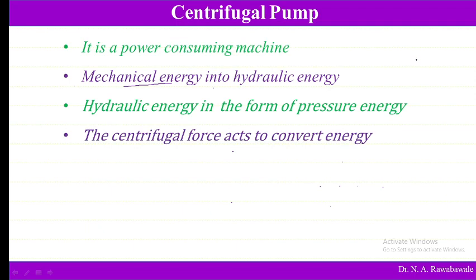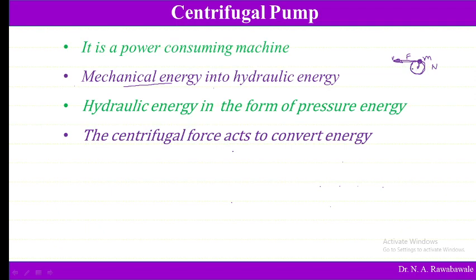So what is this centrifugal force? When some mass m is rotating about a center at speed n rpm, and this mass is released, it will acquire a velocity v in the tangential direction. The force which makes this mass move away from the center of rotation is known as the centrifugal force. So the centrifugal force is acting on this mass which is rotating about the center.